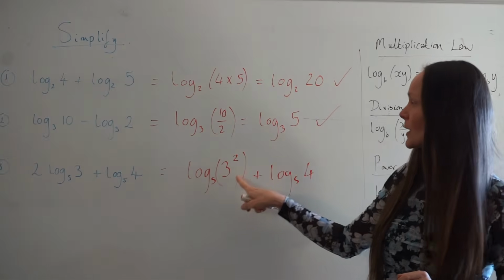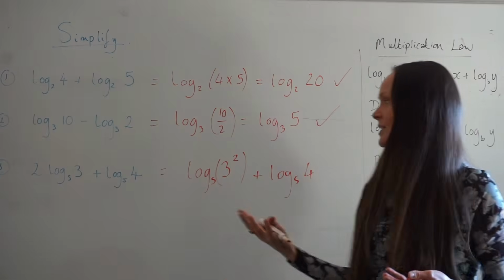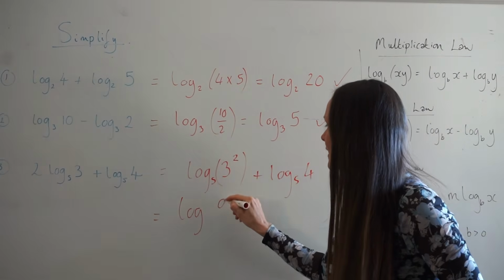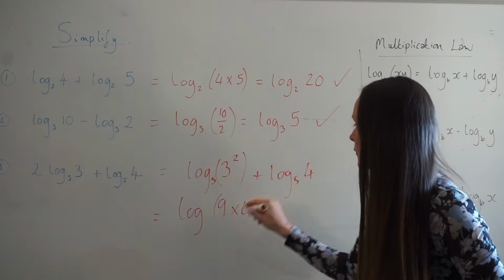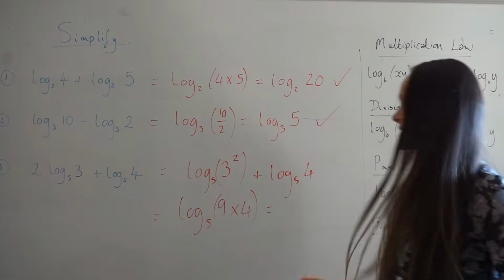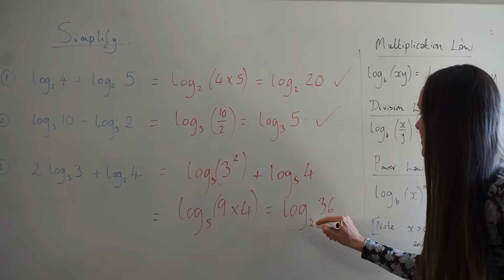And at the same time, we can work out what this number equals. 3 squared is 3 times 3, which is 9. So we have log 9 multiplied by 4, not forgetting the base 5. And 9 multiplied by 4 is 36. So the final answer is log 36 base 5.